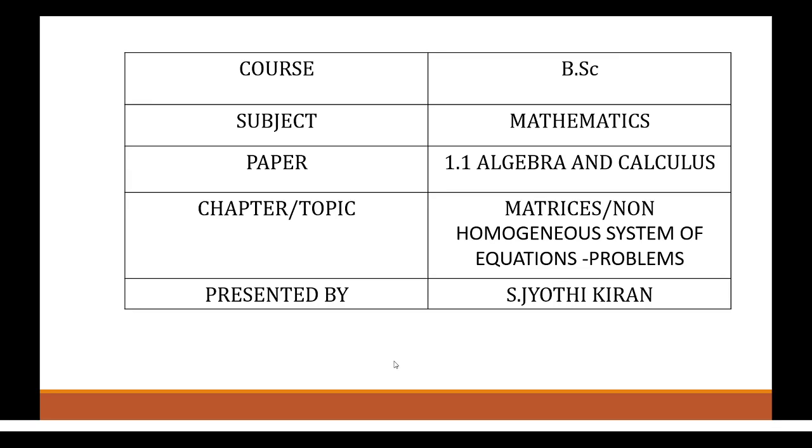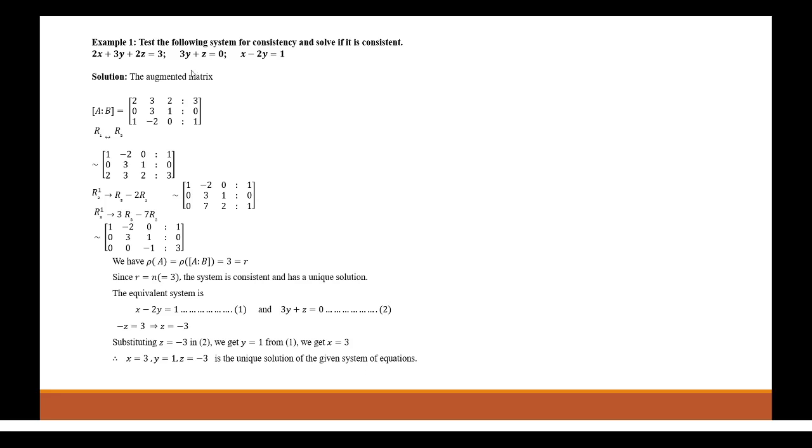Today I am going to explain non-homogeneous system of equations problems. Let us go for example 1. Test the following system for consistency and solve if it is consistent. Here a non-homogeneous system of linear equations is given. We have to write this system of equations in the augmented form, A colon B, matrix A and matrix B.